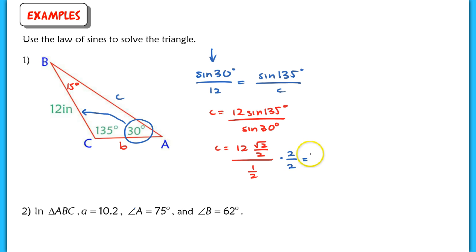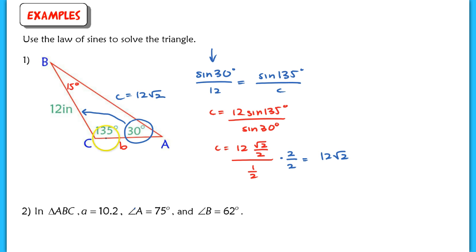So just by simplifying, probably the easiest way to simplify this, you can multiply by 2 over 2 here. So you end up with 1 in the denominator, and then in the numerator, those 2's will cancel here, and I'll be left with just 12 root 2. So I have c equaling 12 root 2, little c.